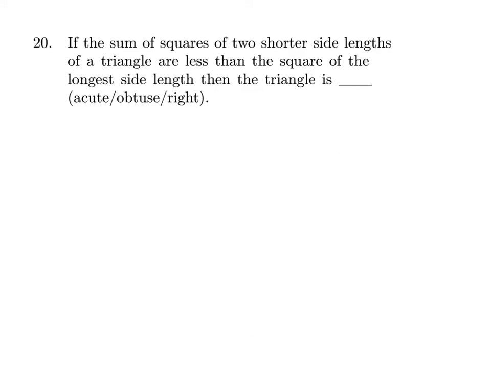All right, if the sum of the squares of the two shorter side lengths of a triangle are less than the square of the longest side length, then the triangle is... The two shorter side lengths, let's call them A and B. So the sum of squares of the two shorter lengths are less than the square of the longest, which would be your C. They're saying it's less than, so you would have an obtuse triangle.